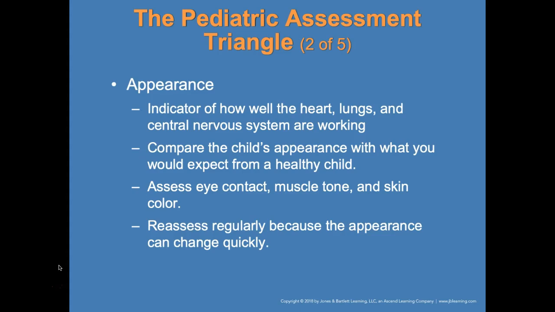So with appearance, it's an indicator of how well the heart, lungs, and central nervous system are working. We want to compare the child's appearance to what you would expect from a healthy child. We're going to assess eye contact. Will they look at us? Some children won't look at you. Some children are very shy. Some of them are very outgoing, and they'll talk to you and make eye contact with you. But some of them won't. We also need to look at the muscle tone and their skin color. We need to reassess this regularly because the appearance can change very quickly. Like I said, they'll compensate very well for a long time, and then they stop compensating.